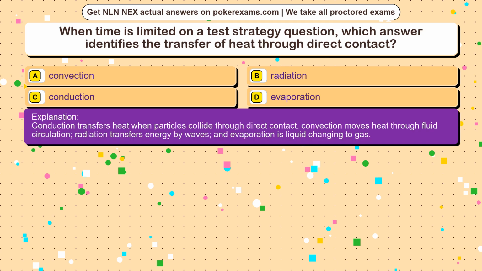Conduction transfers heat when particles collide through direct contact. Convection moves heat through fluid circulation, radiation transfers energy by waves, and evaporation is liquid changing to gas.